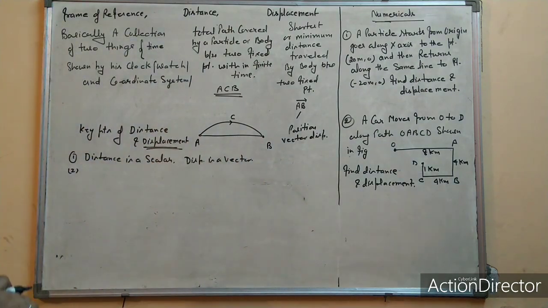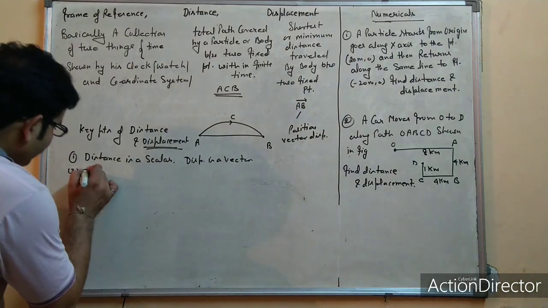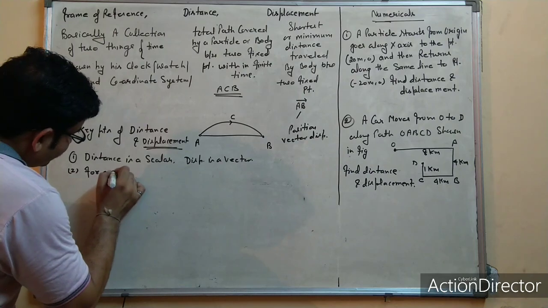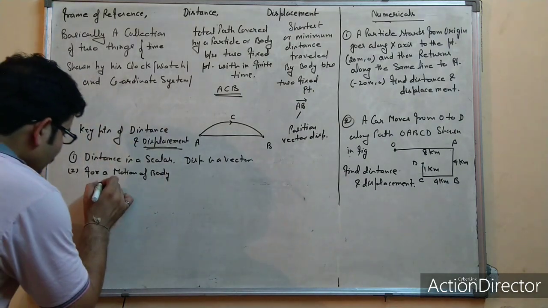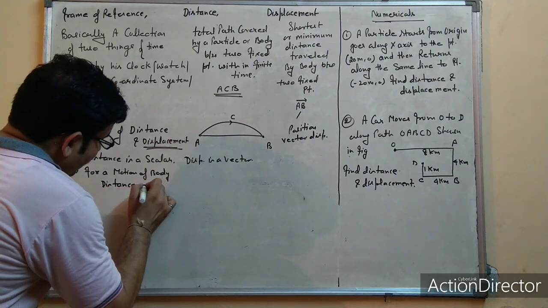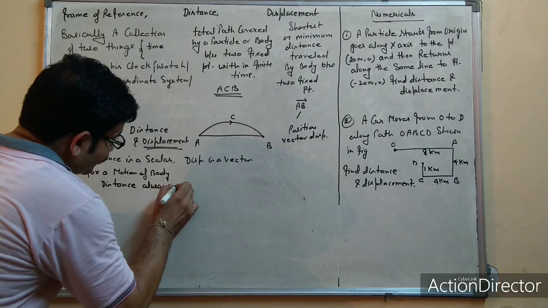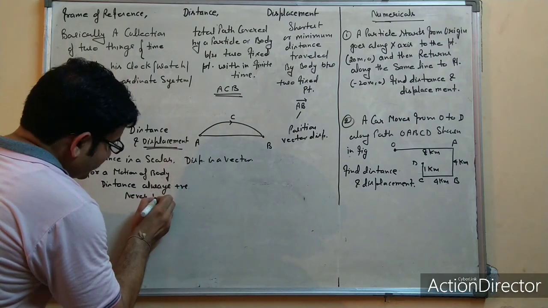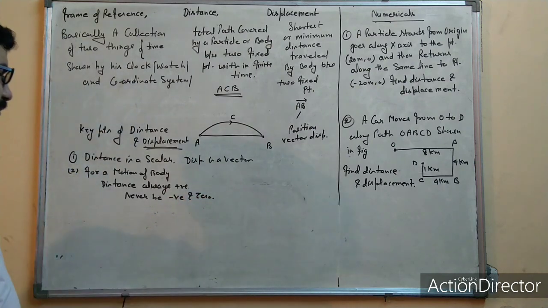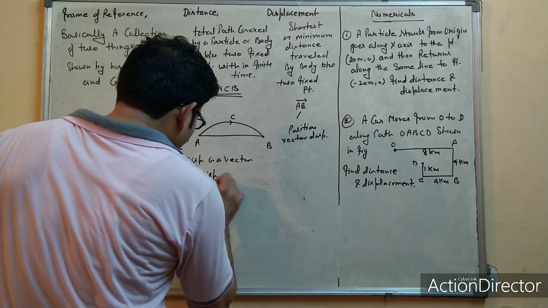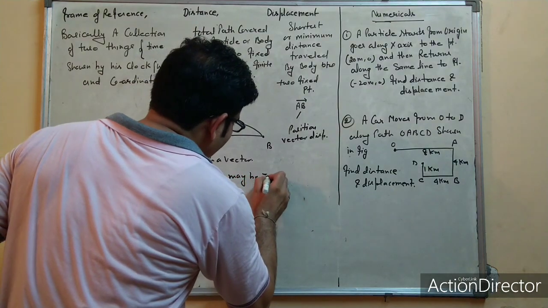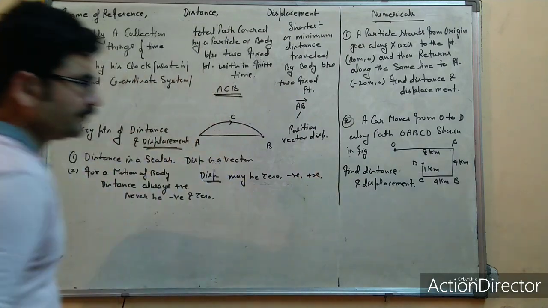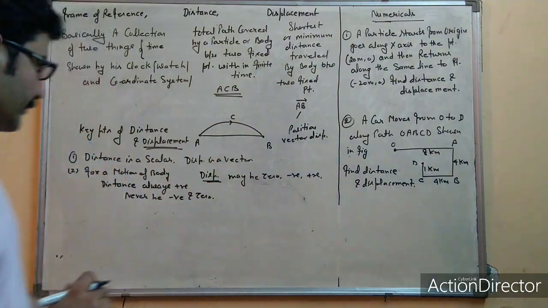Second, for the motion of a body, meaning if any body moves, distance is always positive, never negative and zero. What about displacement? Displacement may be zero, negative and positive.